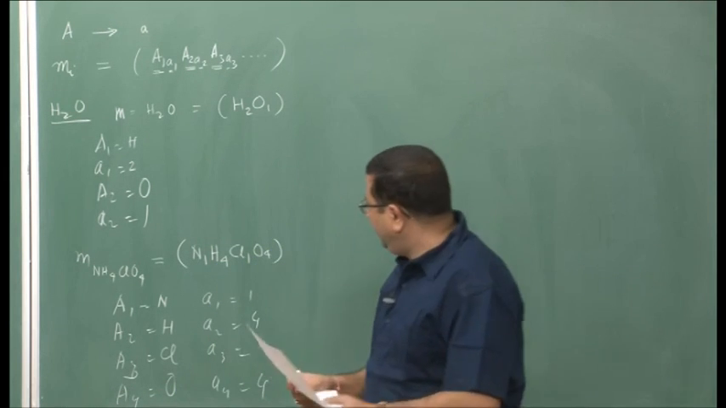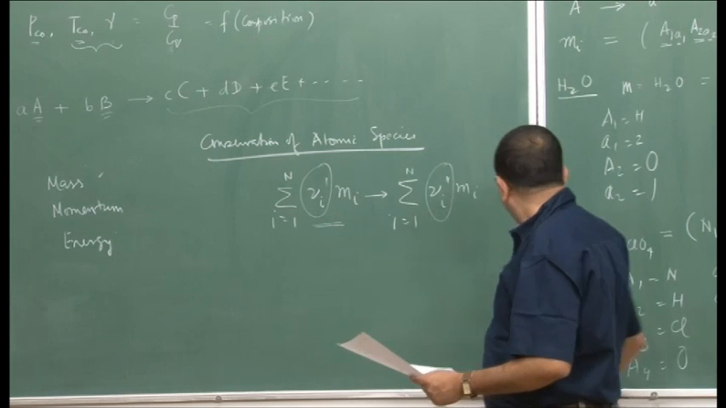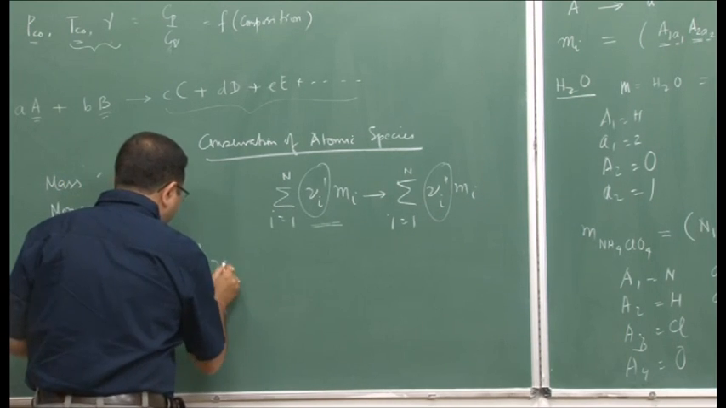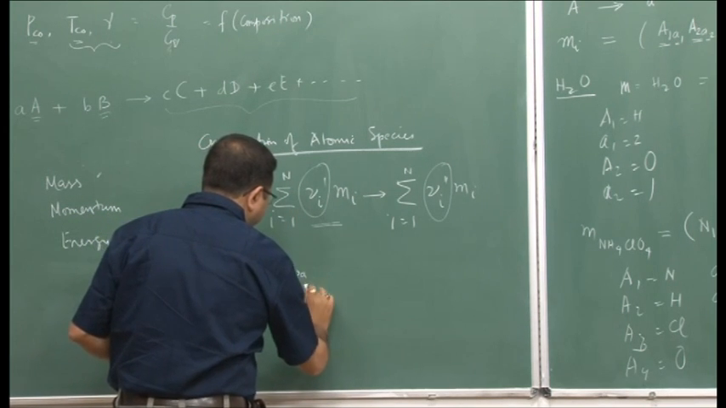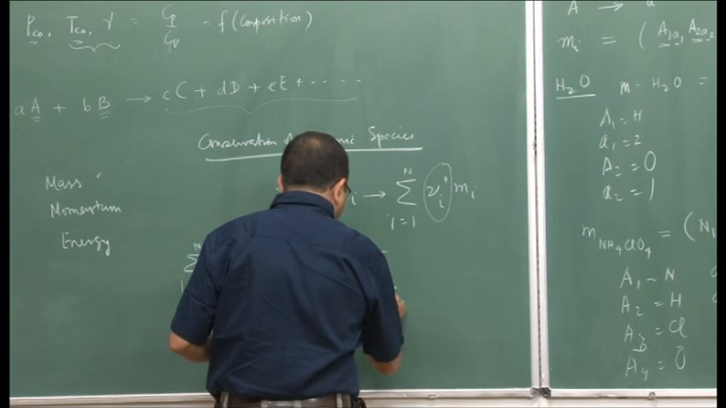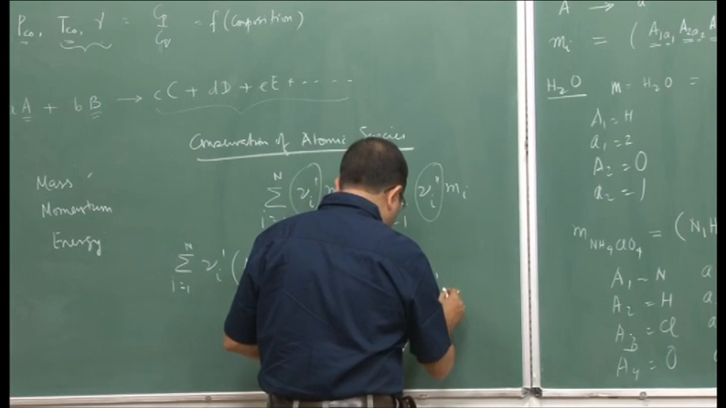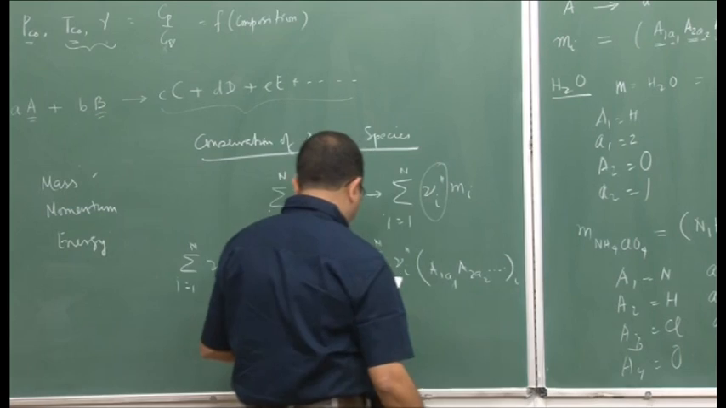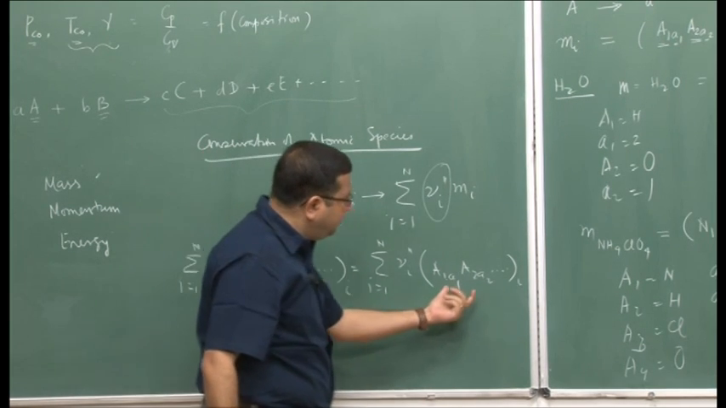Now, if I consider this form, then if I go back to the chemical reaction, I can write this chemical reaction as sigma i equal to 1 to n, mu i dash, A_m i, where I will represent each molecule by its atomic composition. Then this will become equal to the same on the other side. Now this is not going to change. So, for each molecule I can write it in terms of its atoms.